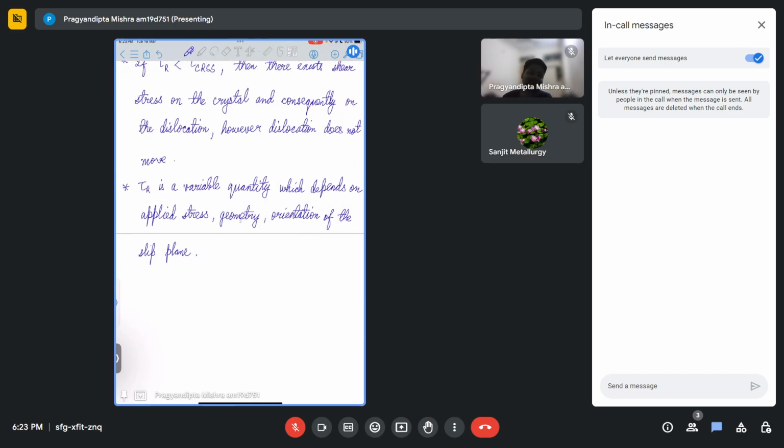On the other hand, CRSS is more like a fundamental property, a threshold, because it's defining like yield strength, right? It's like a fundamental property that is associated with the material.